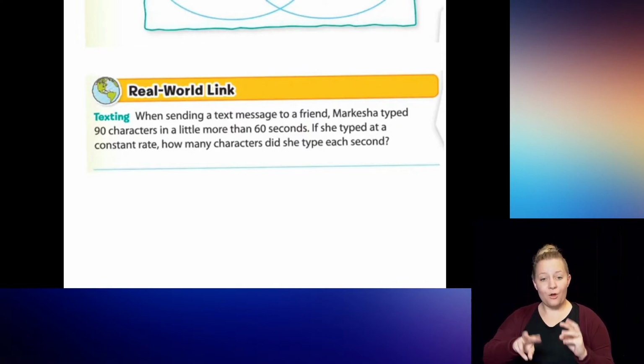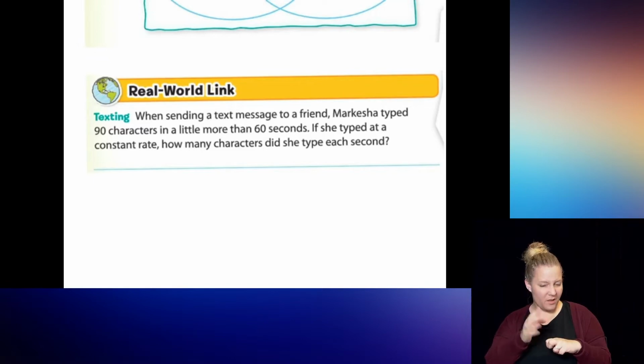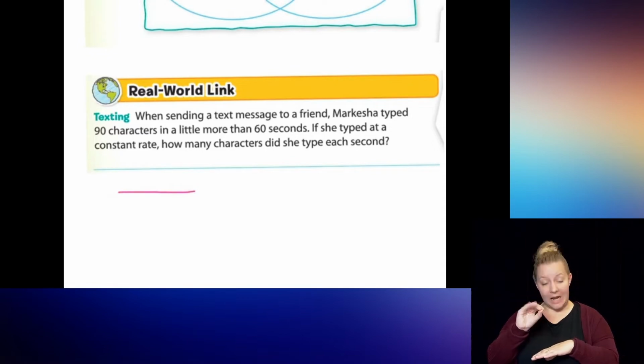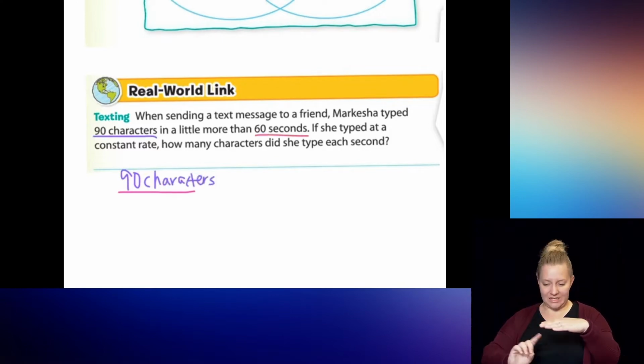When sending a text message to friends, Markeisha typed 90 characters in a little more than 60 seconds. So a lot of the time the problem is going to tell you which unit needs to go where in our ratio. So I'm going to set up our ratio down here, and it's 90 characters and a little more than 60 seconds. I know 90 characters is important, so that's going to go up in our numerator, 90 characters, and then down in the denominator will be 60 seconds.